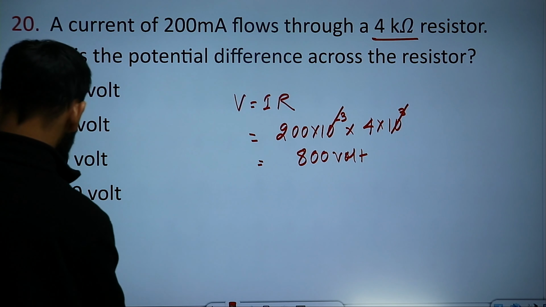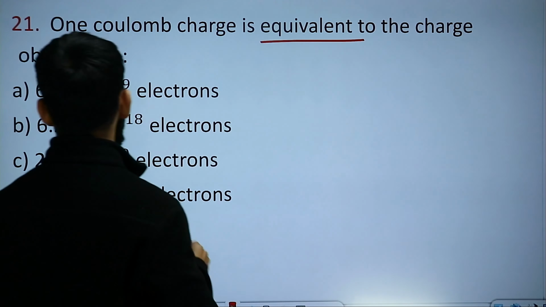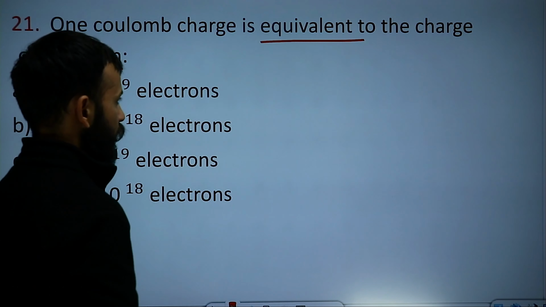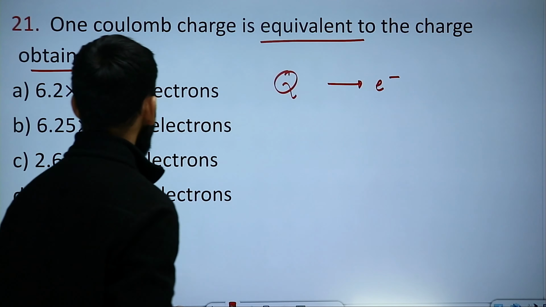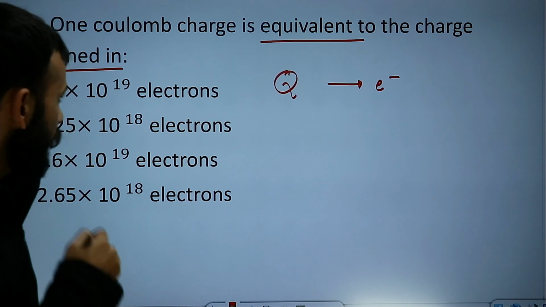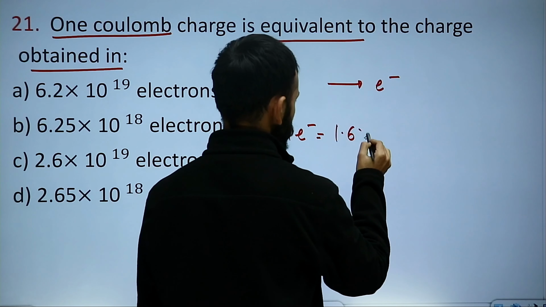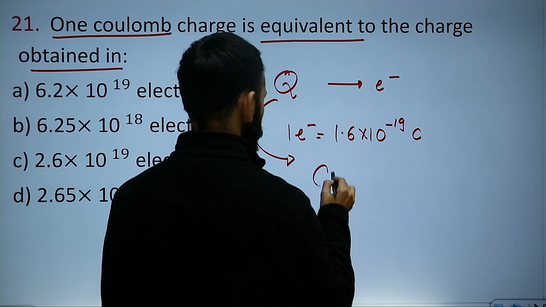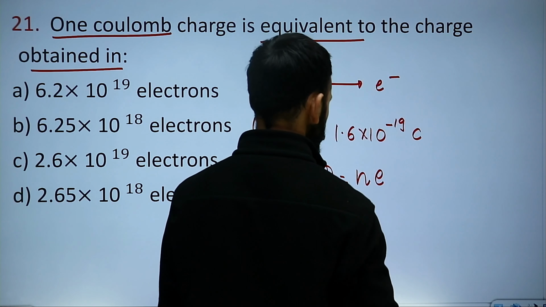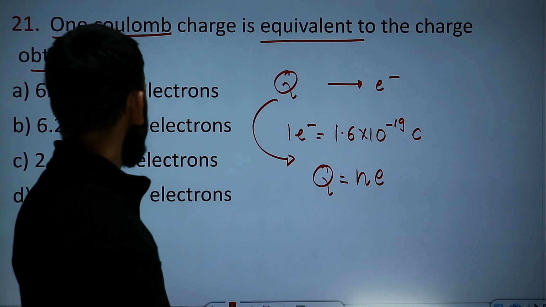Next, 1 coulomb charge is equivalent to the charge obtained in how many electrons? So we have to calculate the number of electrons that will combinedly form 1 coulomb charge. We know that 1 electron has a charge of 1.6 into 10 to the power minus 19 coulomb, and total charge can be written as the number of electrons times the charge on 1 electron. So here we have to find out 1 coulomb charge is equivalent to how many electrons.